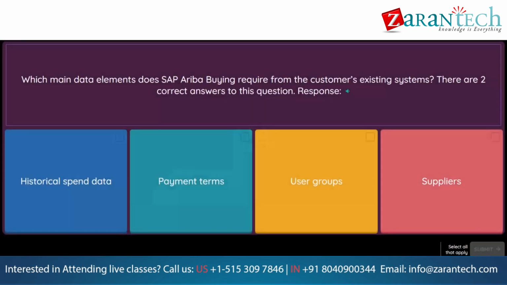Question: which main data elements does SAP Ariba buying require from the customer's existing systems? There are 2 correct answers to this question. Response. Option 1 Historical spend data. Option 2 Payment terms. Option 3 User groups. Option 4 Suppliers.